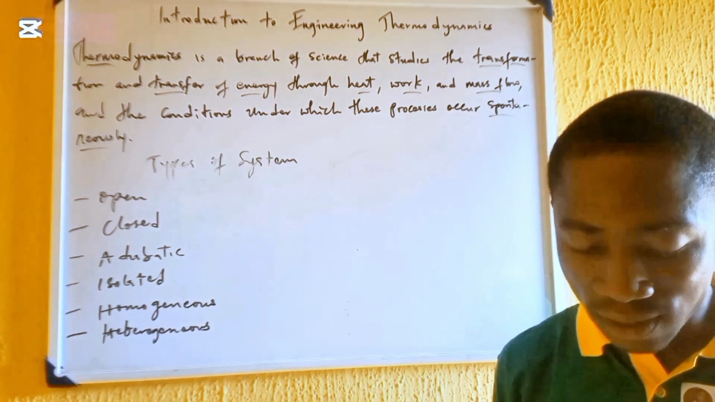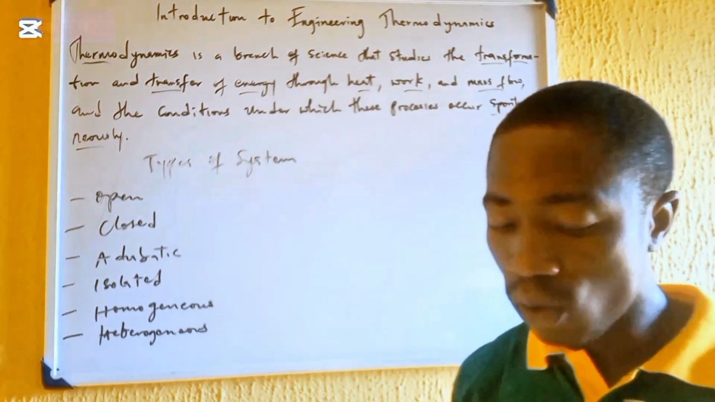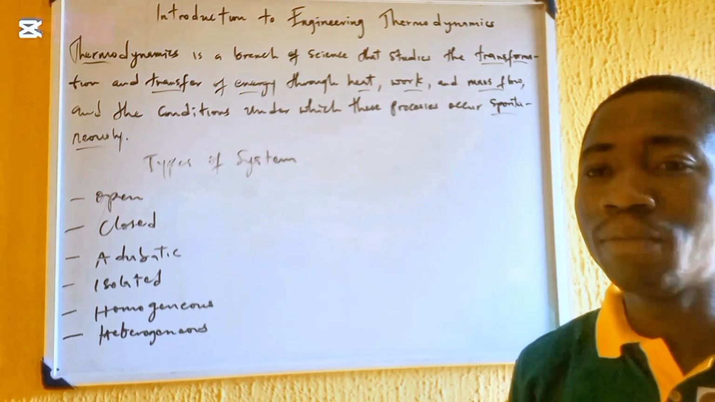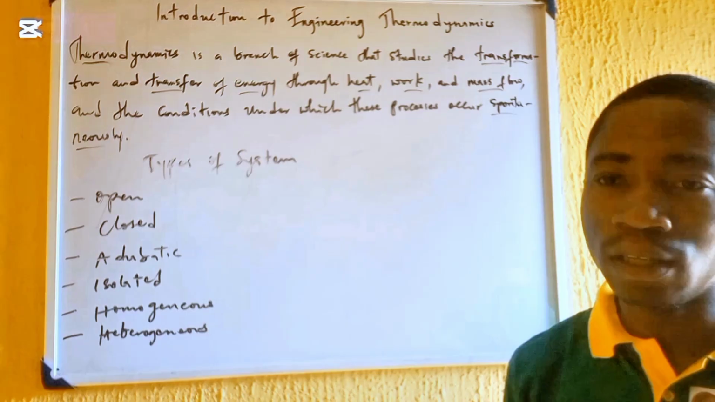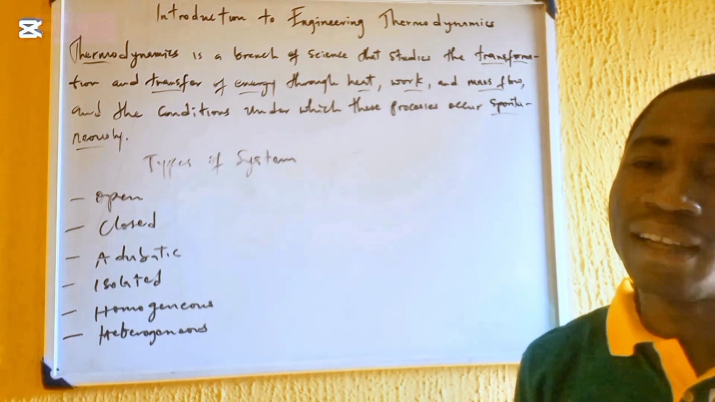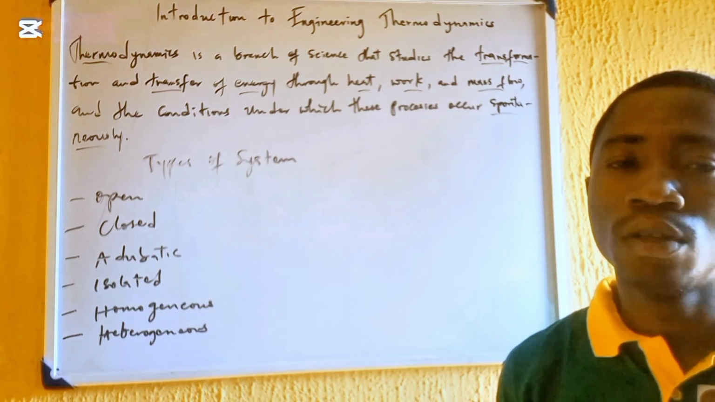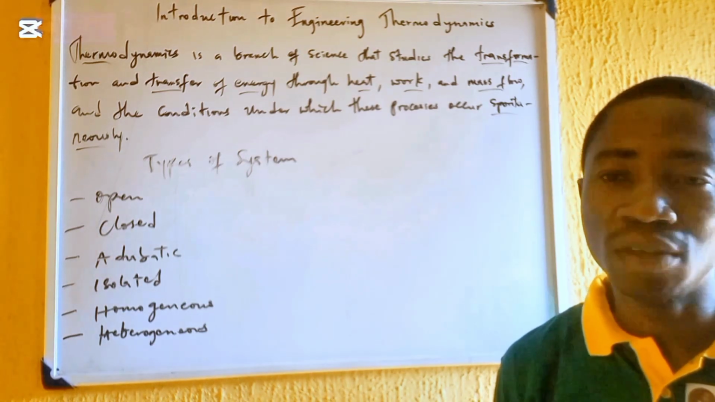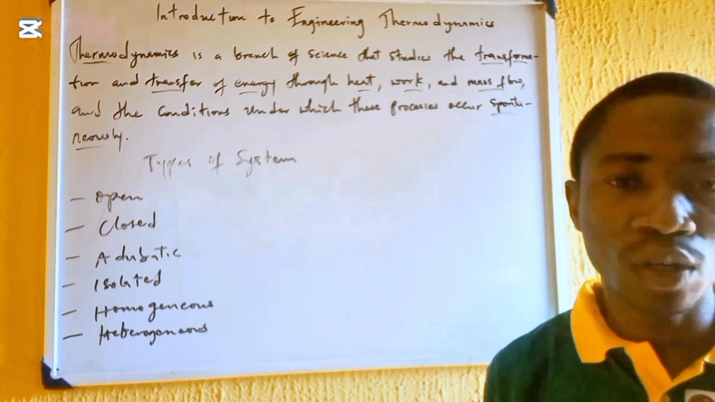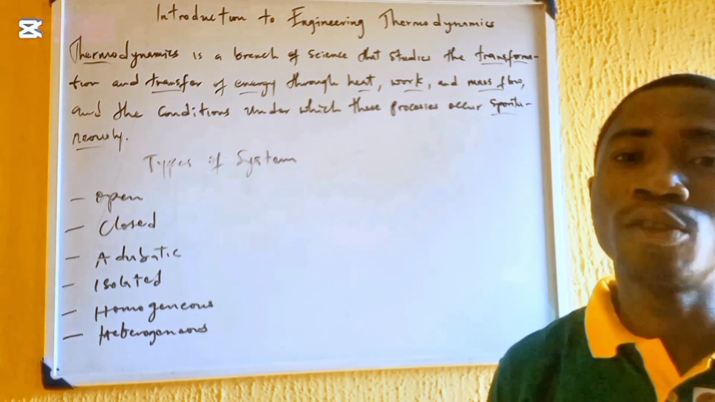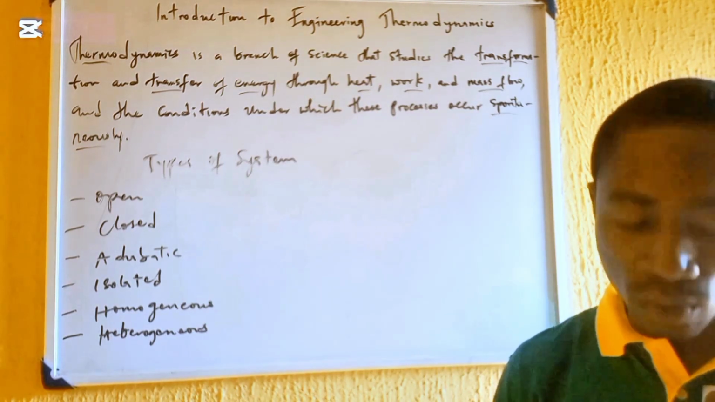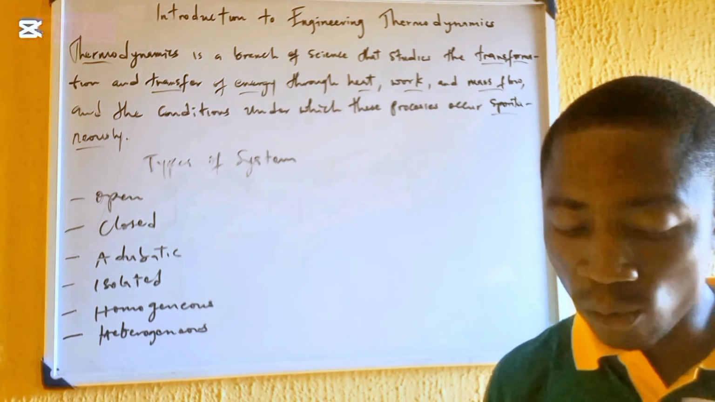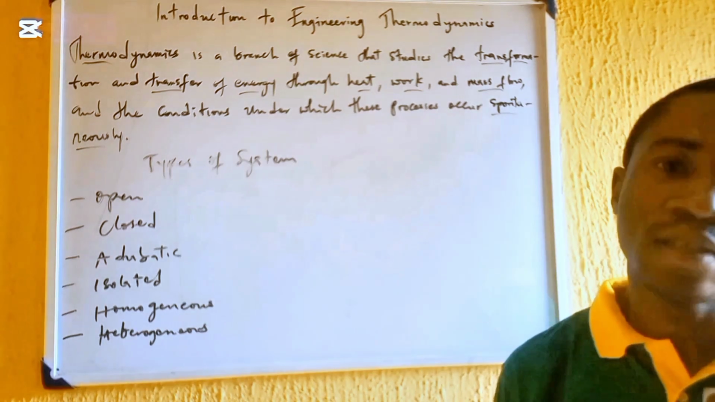Now, for closed system, it does not permit the flow of matter across its boundary. Now, you can imagine a container having a fluid inside and is sealed. Of course, matter cannot flow out from that container. Maybe air, maybe liquid, maybe water. Whatever is in that container cannot flow out of that container to the surroundings. So that's why it's called closed. It does not permit the flow of matter across its boundary.